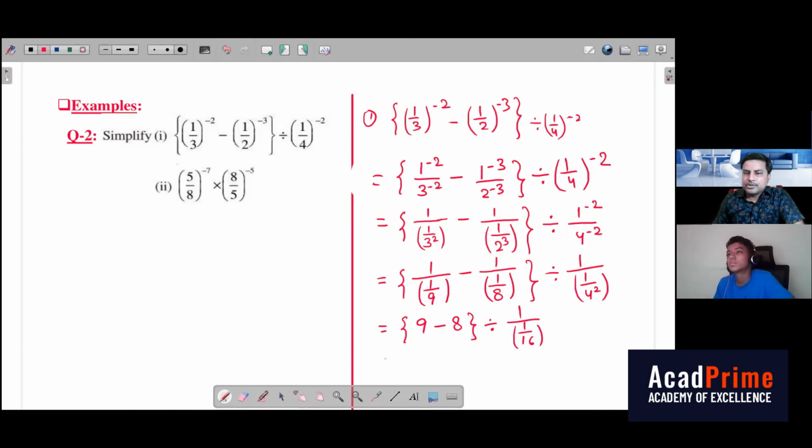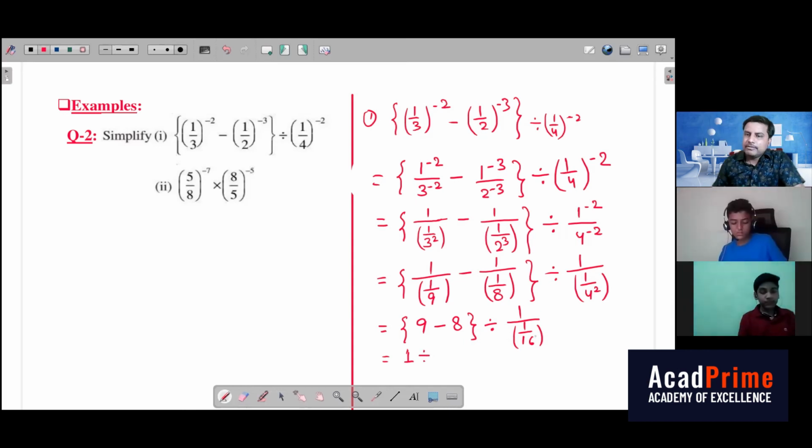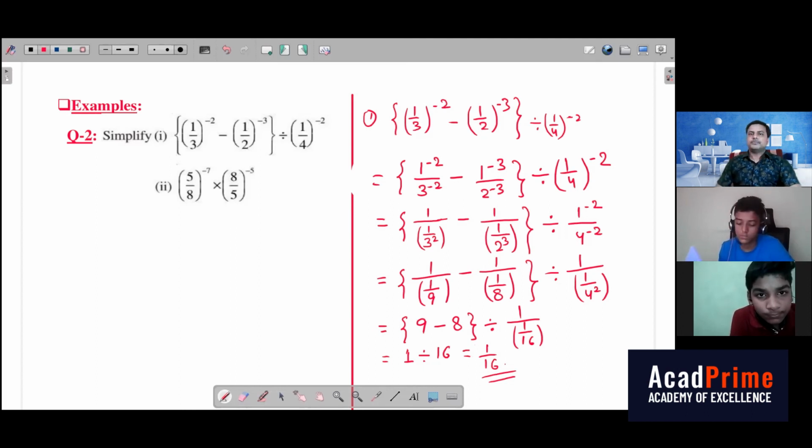Okay, now solve this bracket. 9 minus 8 is equal to 1, and this divided by 1 upon 1 by 16 can be written as 16. Your answer will be 1 divided by 16, 16. Is it? Yes, sir. Siddharth, have you got this answer?